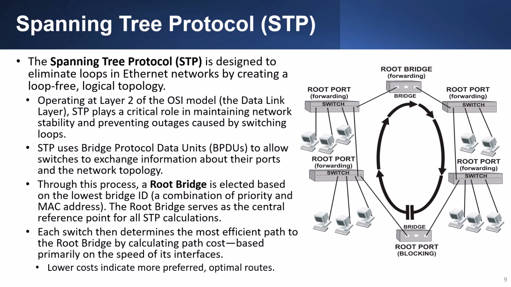The Spanning Tree Protocol, or STP, is designed to eliminate loops in Ethernet networks by creating a loop-free logical topology. Operating at Layer 2 of the OSI model, the data link layer, STP plays a critical role in maintaining network stability and preventing outages caused by switching loops.